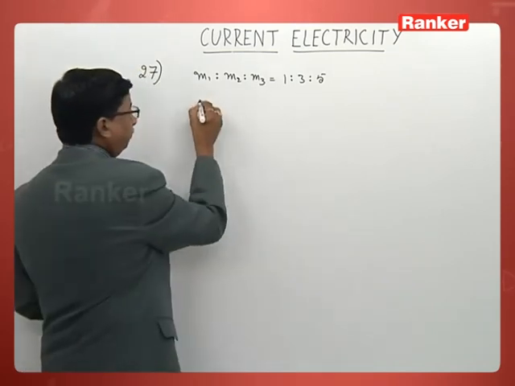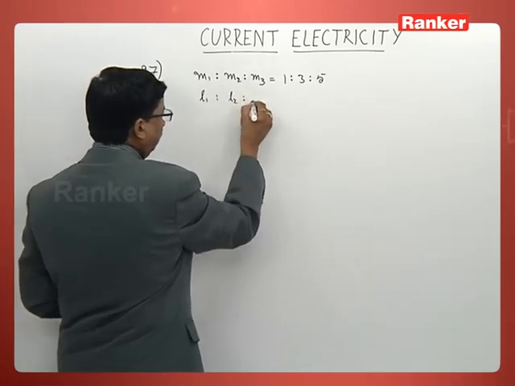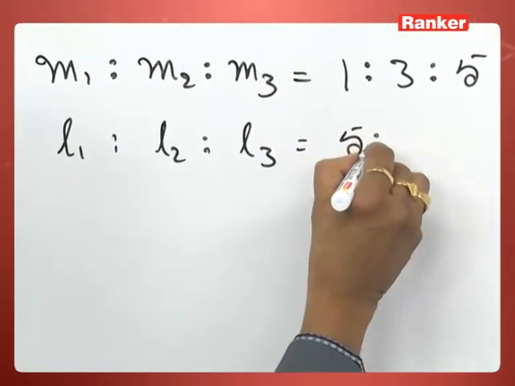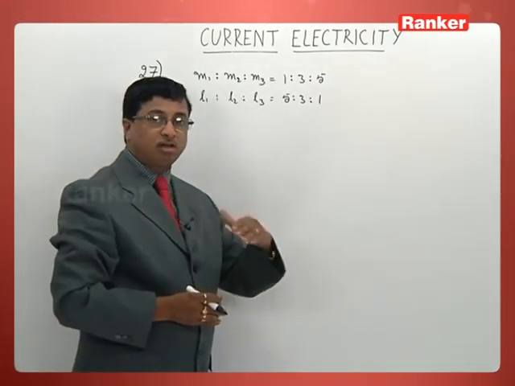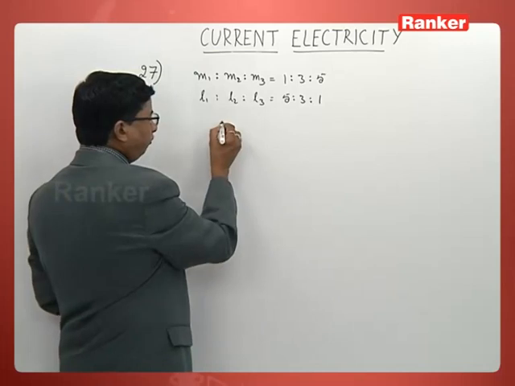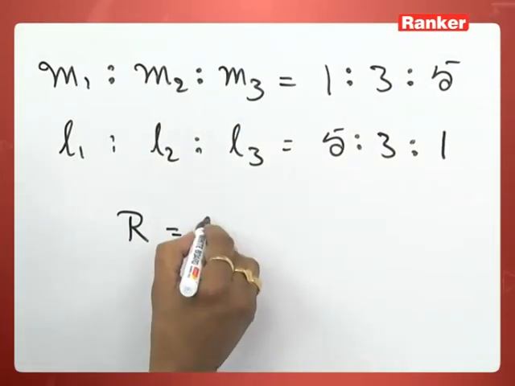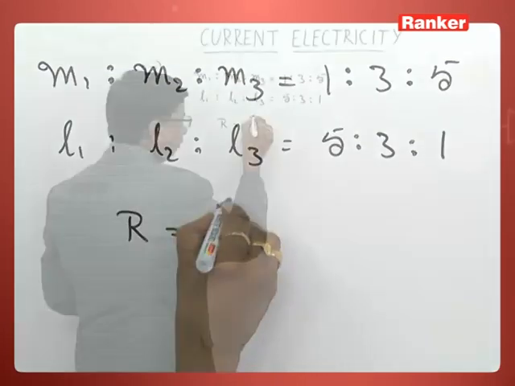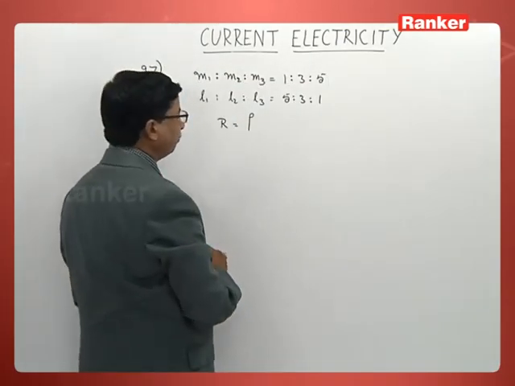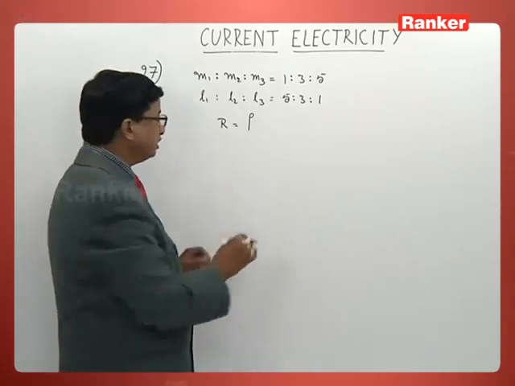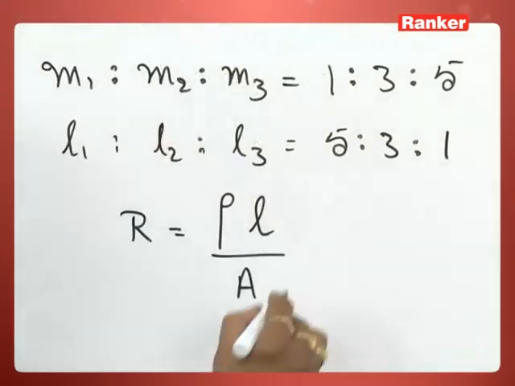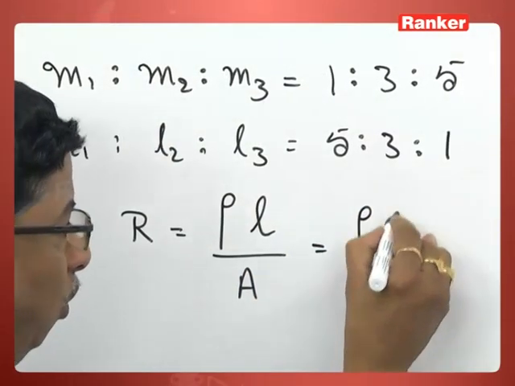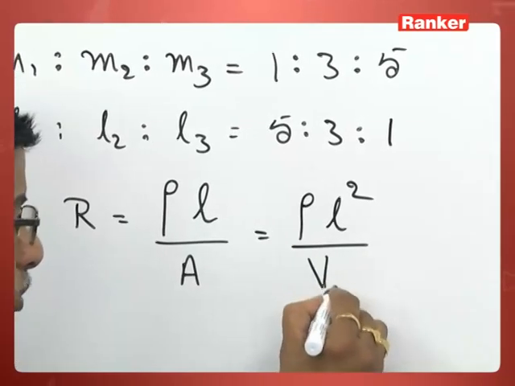And what else he has mentioned over there? Lengths are in the ratio L1:L2:L3, that I can write 5:3:1. Same reverse order he has given, that's all. What is the ratio of electric resistance of the wires? In fact, we know resistance is equal to rho, resistivity, that's what is called specific resistance, into L by A. But can't you rewrite the same formula this way? Rho into L square by volume, please.